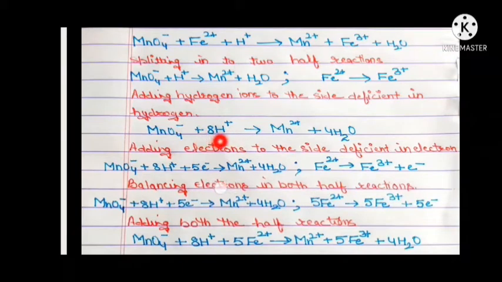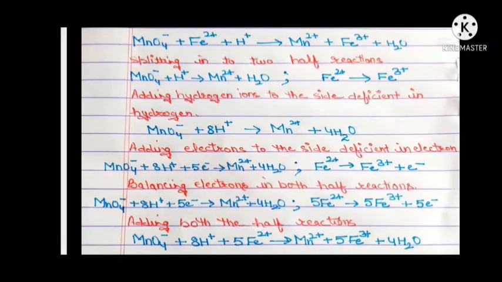Now the next step is to balance the charge. You can see here on this side we have 7 positive charge, whereas the positive charge on this side is 2 positive. So we have to balance the charge by adding electrons to the side deficient in electrons. It means this side is deficient, so we will be adding 5 electrons. You can see here by adding 5 electrons to this side, our charge is balanced.